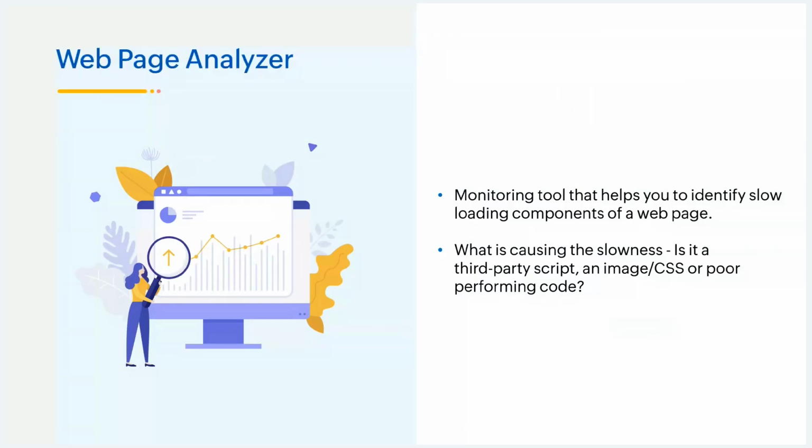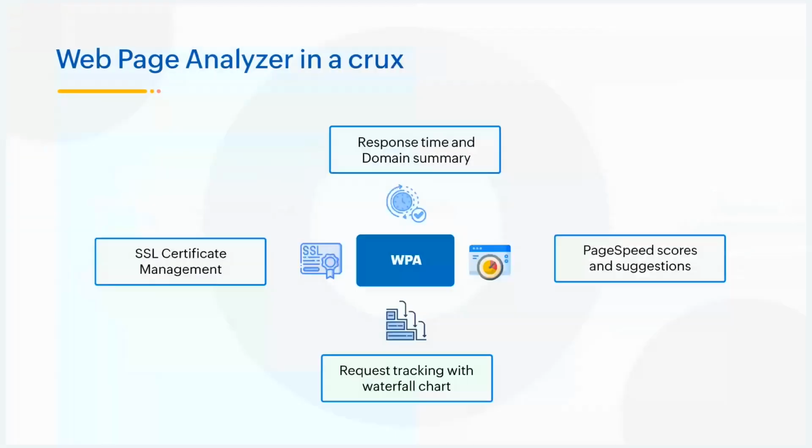Now, if we have to talk about web page analyzer in a crux, it provides insight into various key metrics that will help you effectively manage web pages. During each poll, Applications Manager loads a web page on the browser in a cacheless state, and it captures the real-time data of various performance metrics of your web page. So with the help of Web Page Analyzer, you'll be able to track the response time and domain summary. You'll be able to gain page speed scores and suggestions. You'll be able to perform request tracking with the waterfall chart, which displays and tracks the various components that render while loading the web page.